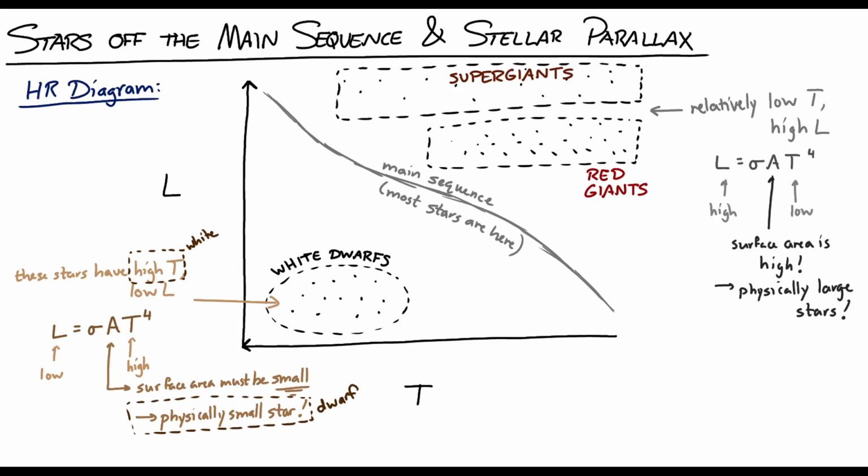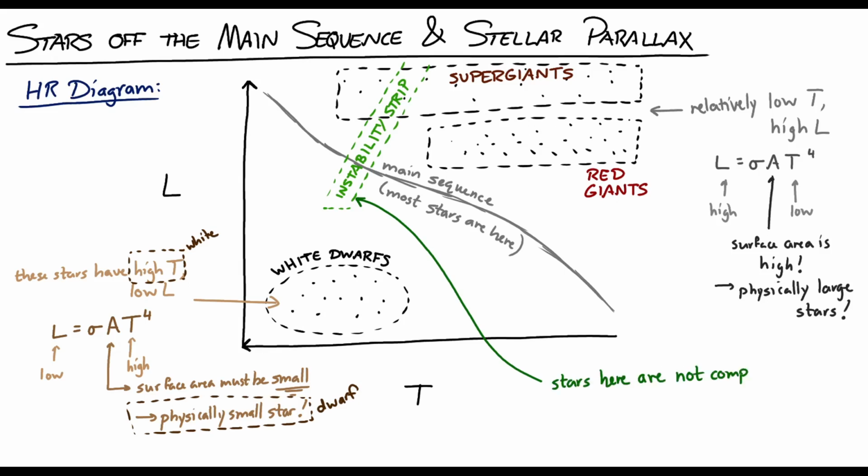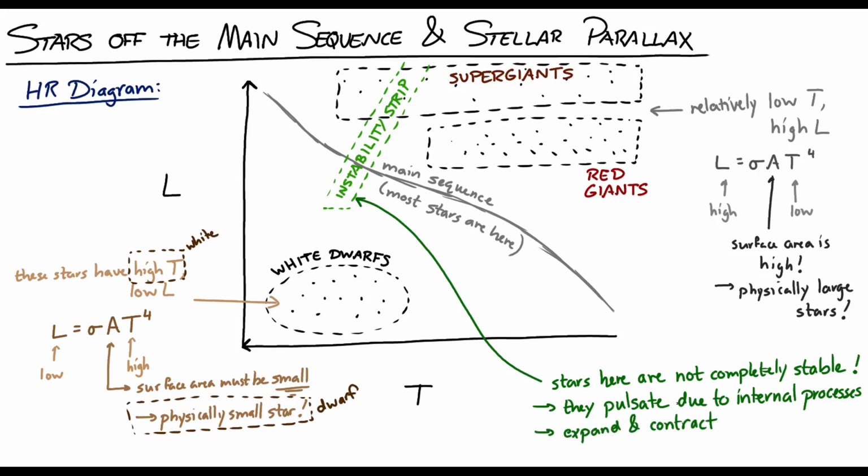And then the last part of the HR diagram that we're going to look at is a strip of stars right here. This is called the instability strip. Now, we're not going to go too far into detail about this, but what you need to know is that stars in this region of the HR diagram are not completely stable. They pulsate. And due to internal processes within the star, they expand and they contract. Their radius actually changes, and their surface temperature changes, which means that their luminosity changes. It oscillates over time. And again, we're not going to go into too much detail about that. You just need to know that in this area of the HR diagram, we have unstable stars with oscillating luminosities.